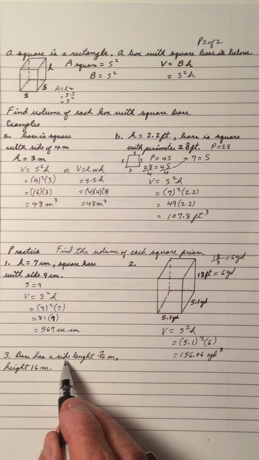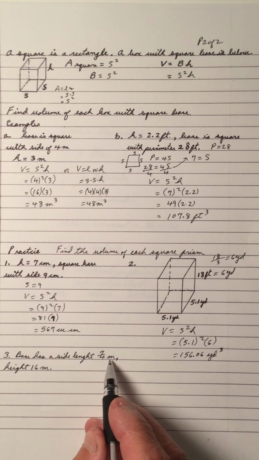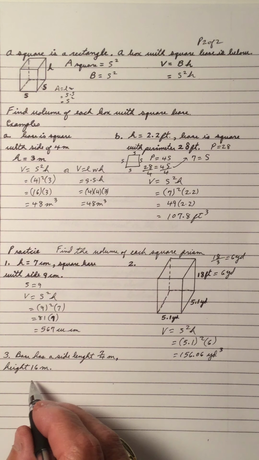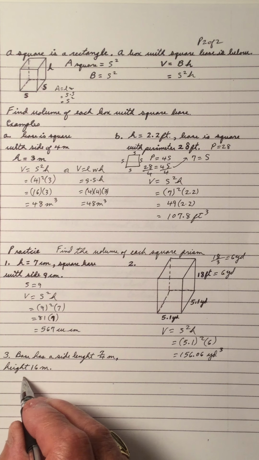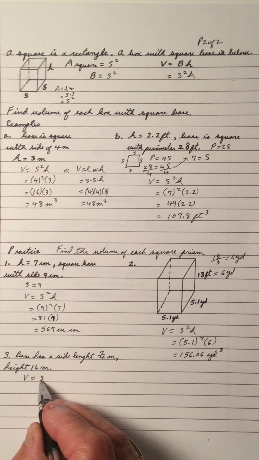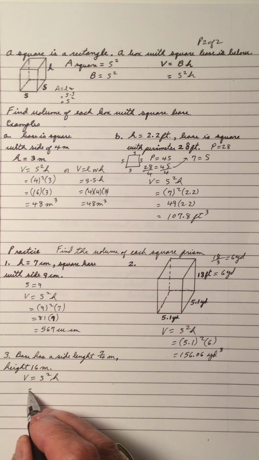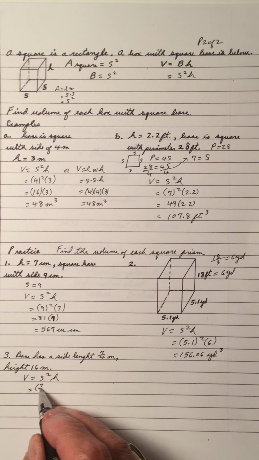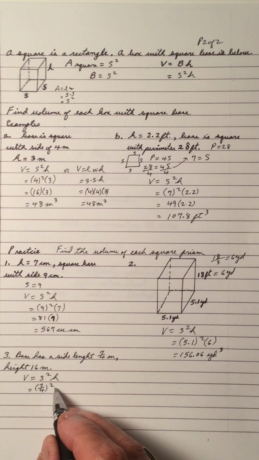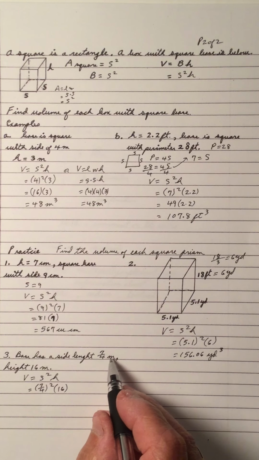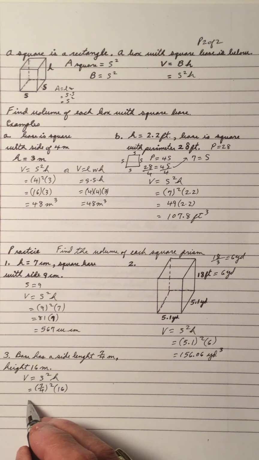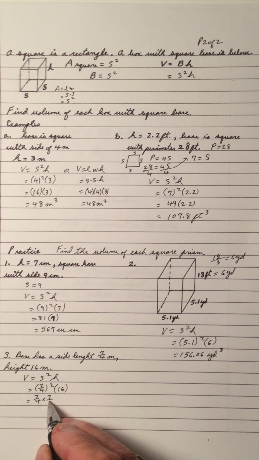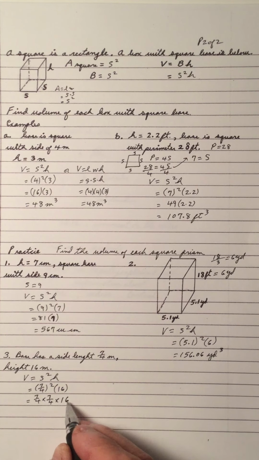The base of the side has a length of 7/4 meters and the height is 16. So it's a square prism. So the volume is S squared times H, and the side of the base is 7/4 squared times 16. Again, we notice they're all meters, so everything is okay. So that's 7/4 times 7/4 times 16.